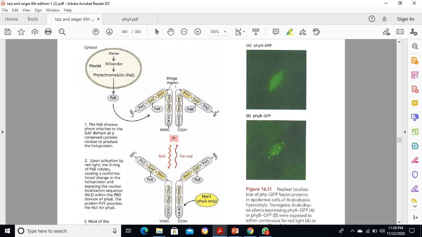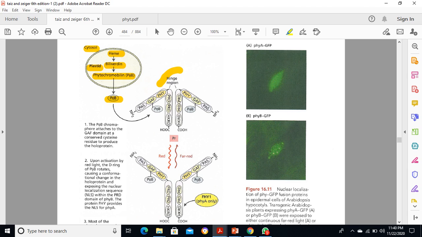Actually, this is the phytochromobilin structure. We will discuss more about that, don't worry. This is the phytochromobilin, the non-protein part. It is synthesized in the plastid and, as I said earlier, is derived from heme. Heme is converted to biliverdin in the presence of the HY1 gene, and biliverdin is converted to phytochromobilin in the presence of HY2. Okay. After the formation of phytochromobilin, it is transported to the cytosol.